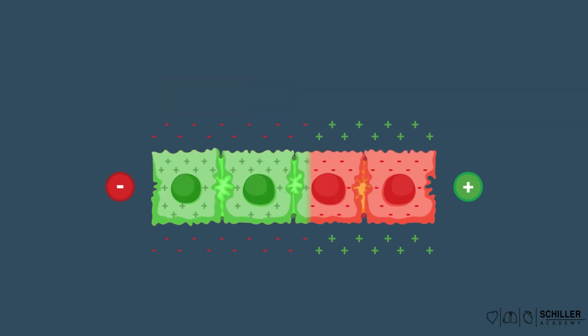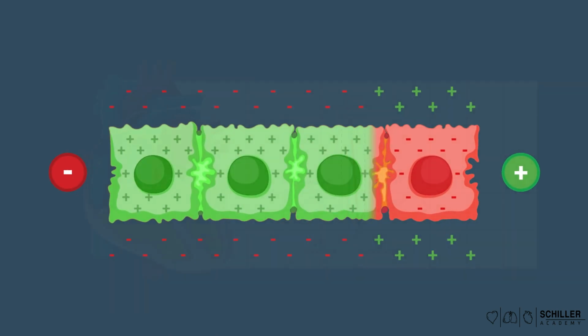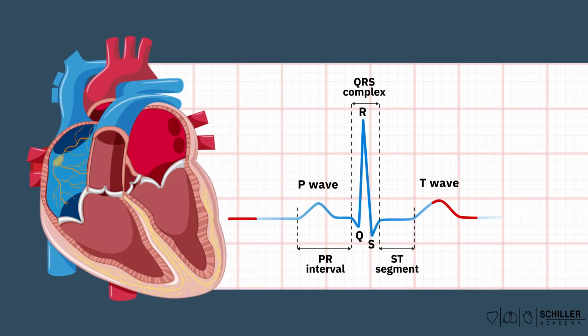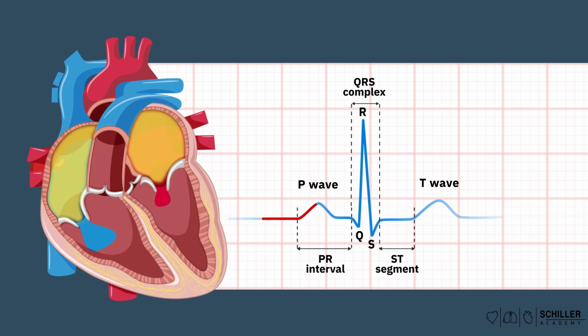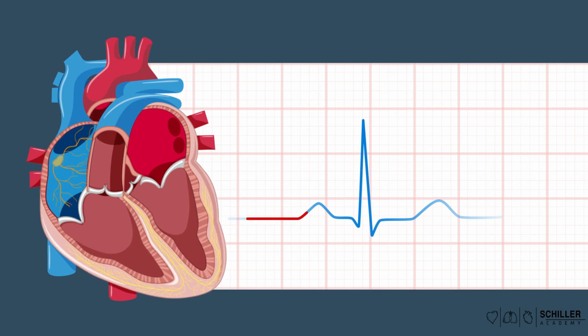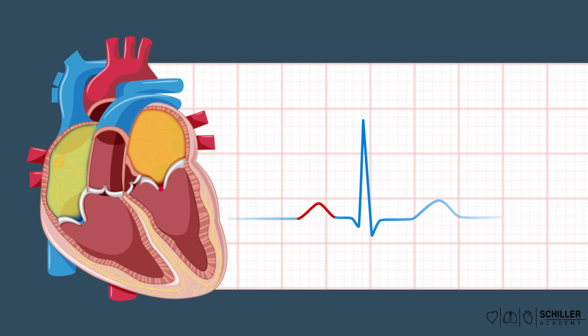Each phase of the cardiac cycle shows specific characteristics on the ECG graph as the electric signals travel through the heart. Let's have a look at the deflections on the graph and which part of the cardiac cycle they correspond to. When the atria are filled with blood, the SA node triggers electrical signals that propagate through the atria, causing depolarization. This is shown as the P wave on the ECG.